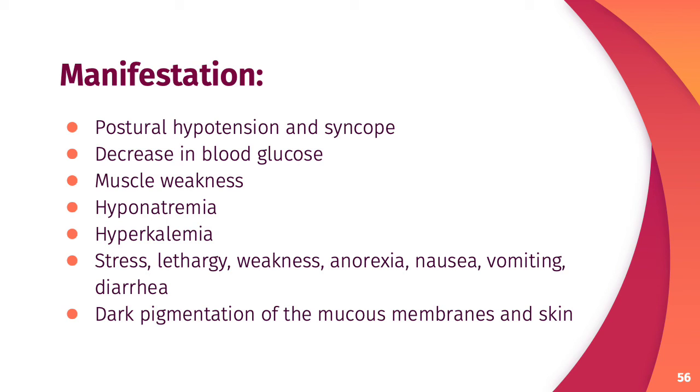Hyponatremia can cause dizziness, confusion, irritability, and neuromuscular irritability. Hyperkalemia can also cause cardiac arrhythmias. Cortisol insufficiency also causes decreased hepatic gluconeogenesis. That's why we have hypoglycemia. And increased ACTH levels also stimulate hyperpigmentation. So with this, we have dark pigmentation of the mucous membranes and the skin.